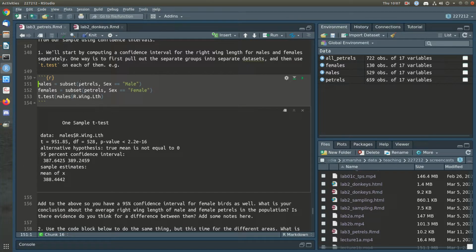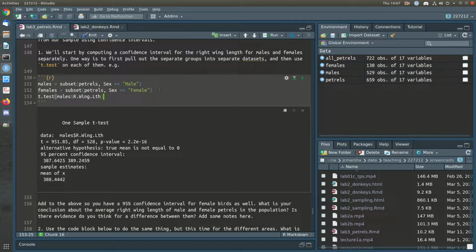So we take our petrels and we subset out just the males. Notice the two equal signs here. That means is equal to. So this is saying subset the petrels such that sex is equal to male. Notice that differs from the single equal sign, which means assignment. So you do have to be extra careful when you're using equivalent to, it's two equal signs, and this really applies mostly to subsetting stuff.